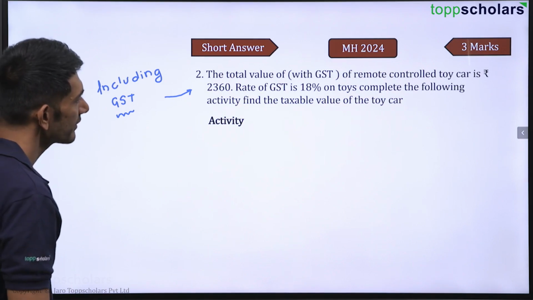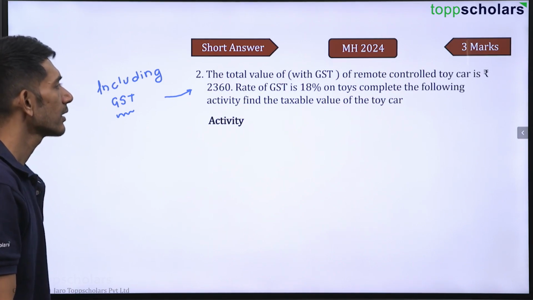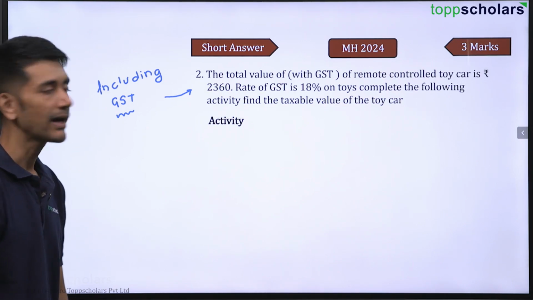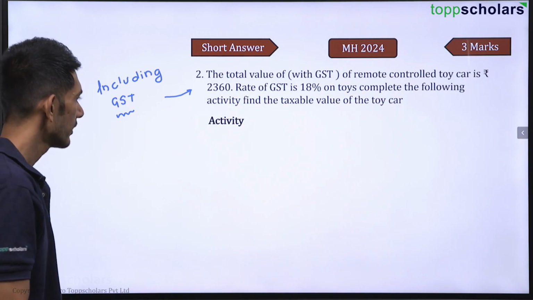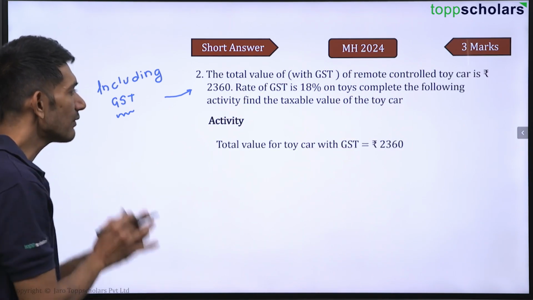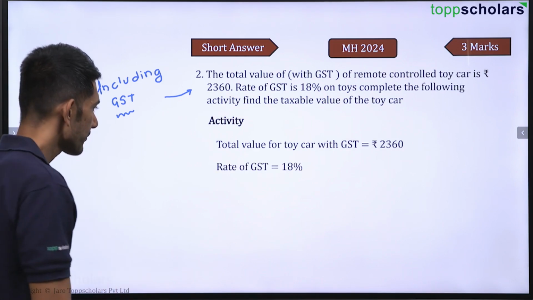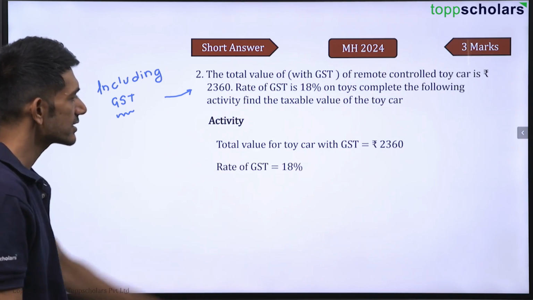The rate of GST is 18% on toys. Complete the following activity and find the taxable value of the toy car. Okay. So firstly, the total value is how much? 2360. What is the rate of GST? Rate of GST is 18%.